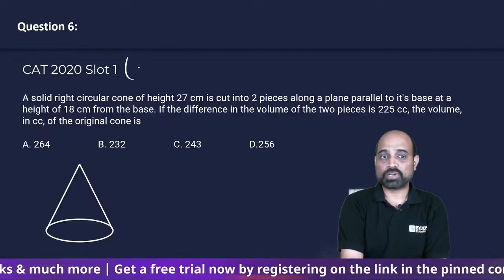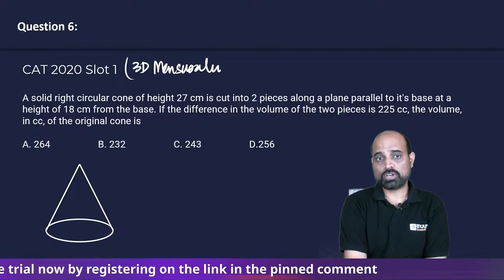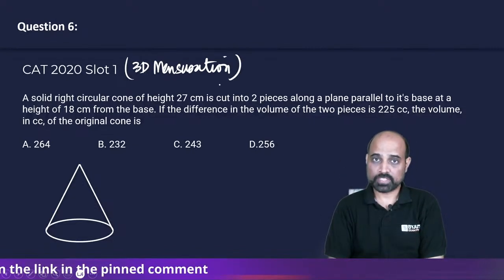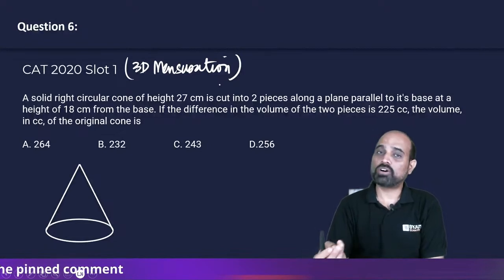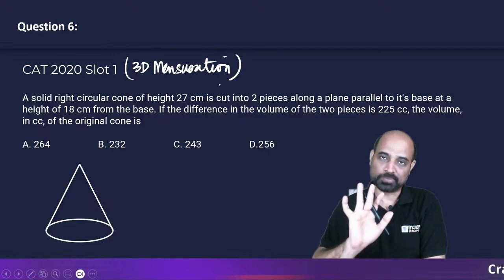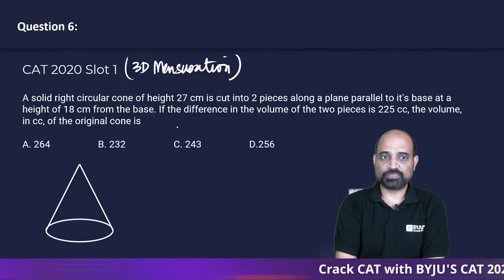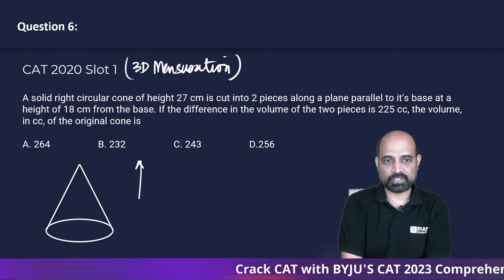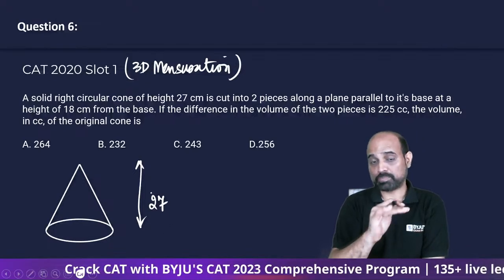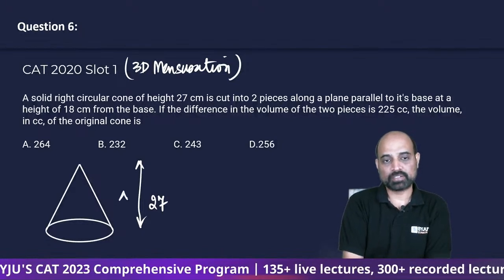Now, some people will look at this and say this is 3D geometry or 3D mensuration, and solve it that way. I'm saying we will solve this with ratios. A bit of the mensuration logic is going to be used, but logic, not the formula. So since it's a right circular cone, this is the cone and its height is 27 cm. It is cut into two pieces, along a plane parallel to its base at a height of 18 cm.